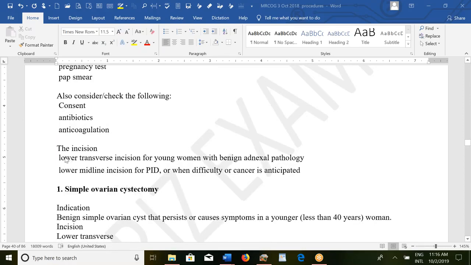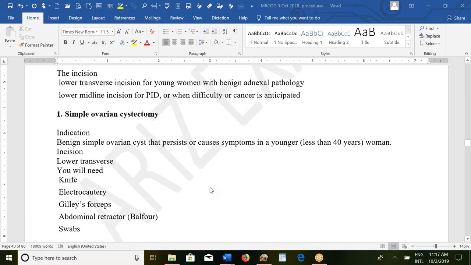What type of incision should be given? Lower transverse incision for young women with benign adnexal pathology. Lower midline for PID or when difficulty or cancer is anticipated. Then you will have to give a lower midline incision. You will start with this one, and if you find some unexpected pathology, then you can always extend this incision.